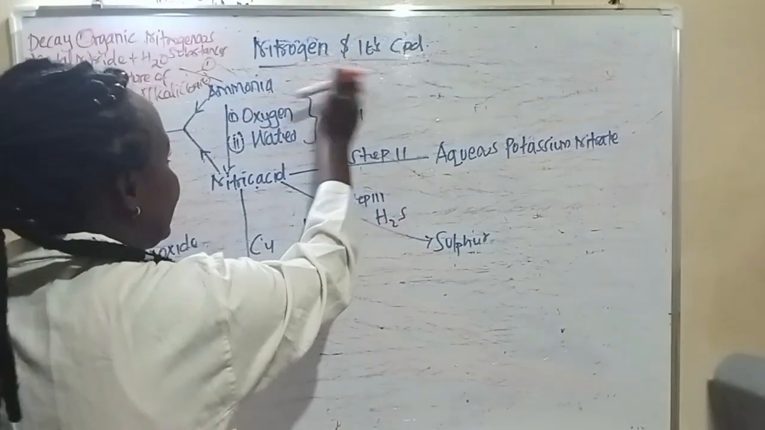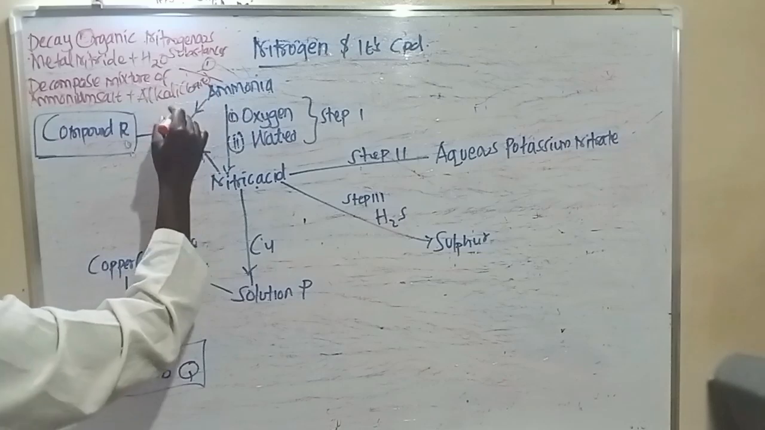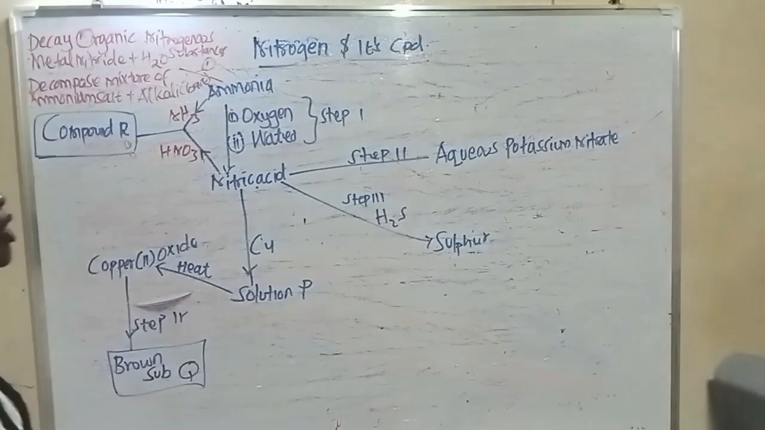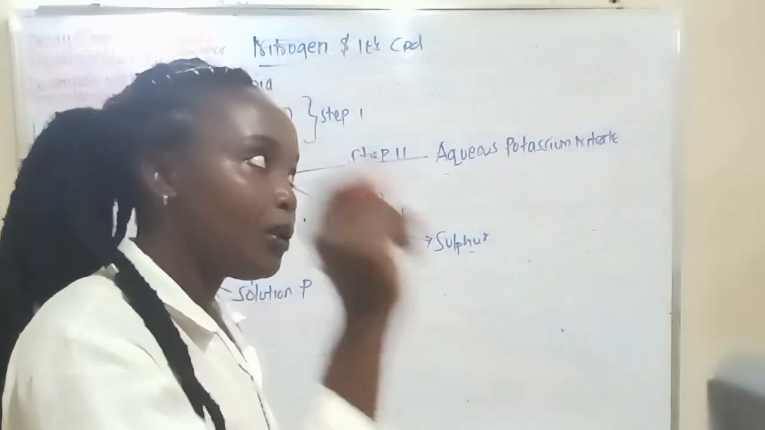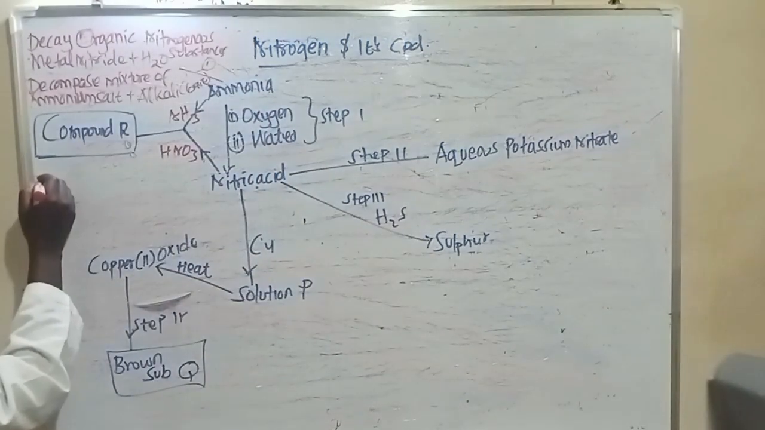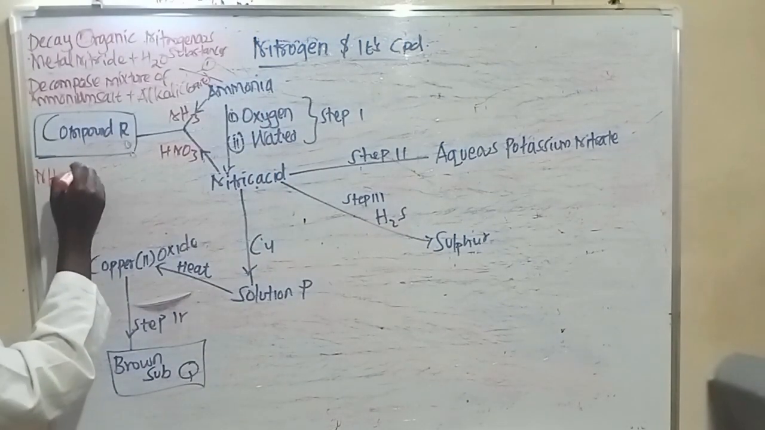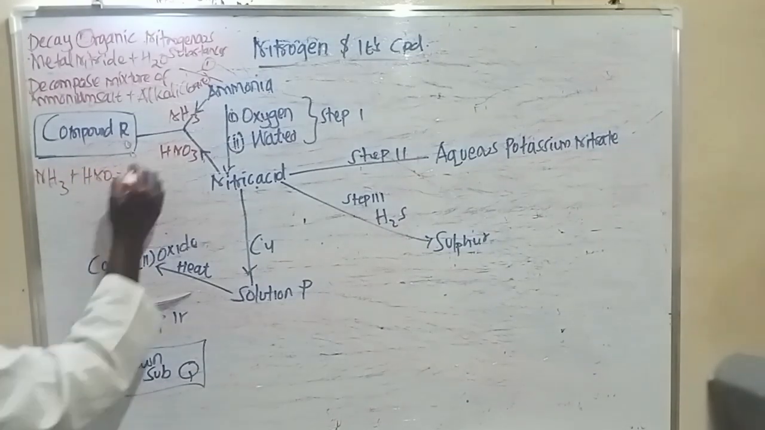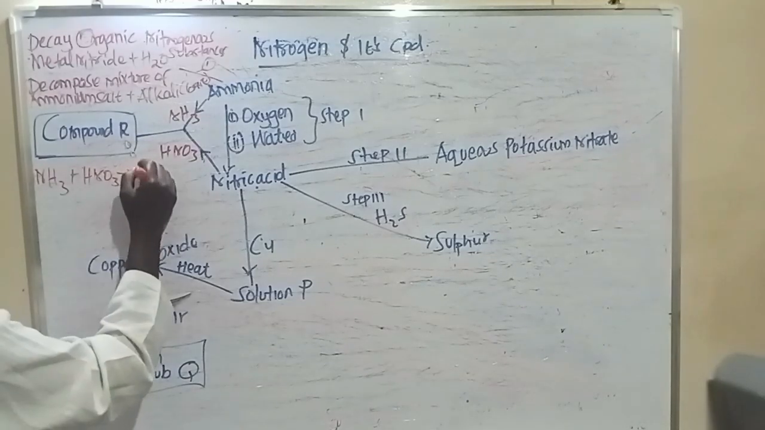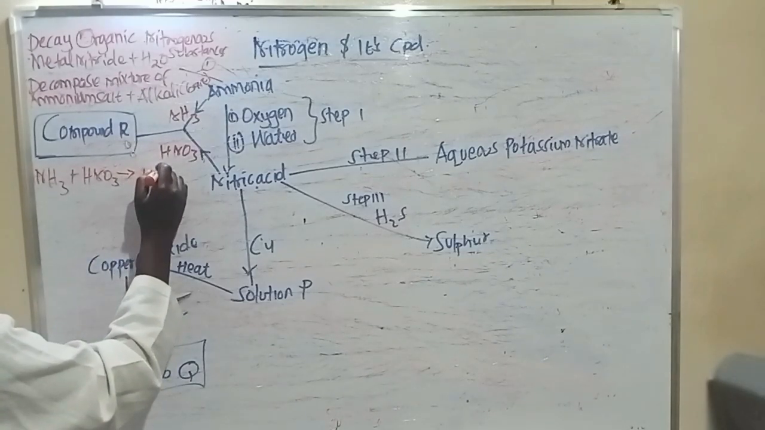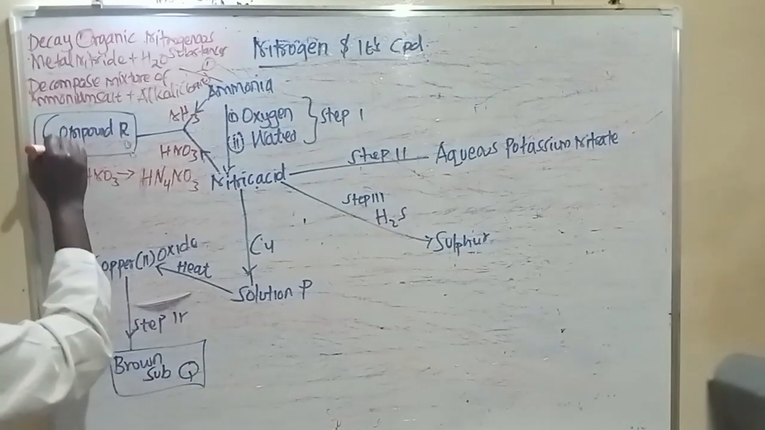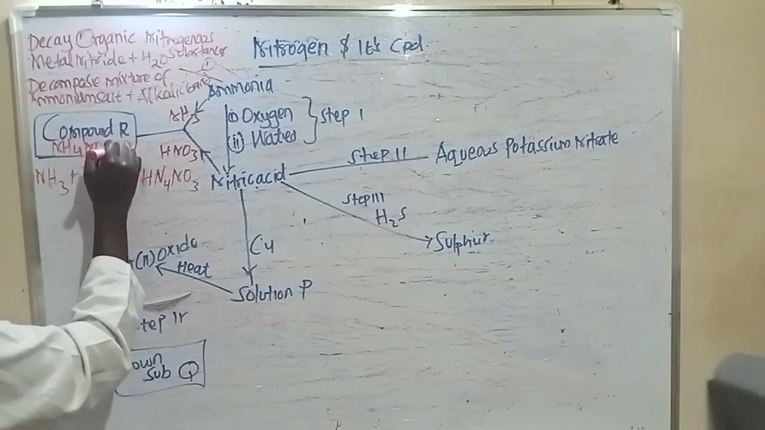Now, nitric acid, let us come here. So this is ammonia, and here you have your nitric acid. Ammonia and nitric acid are going to react to give us a compound R. Now, what is our compound R? Let us write the reaction. We are going to have ammonia and nitric acid reacting to give us ammonium nitrate, NH4NO3. So our compound R is ammonium nitrate.